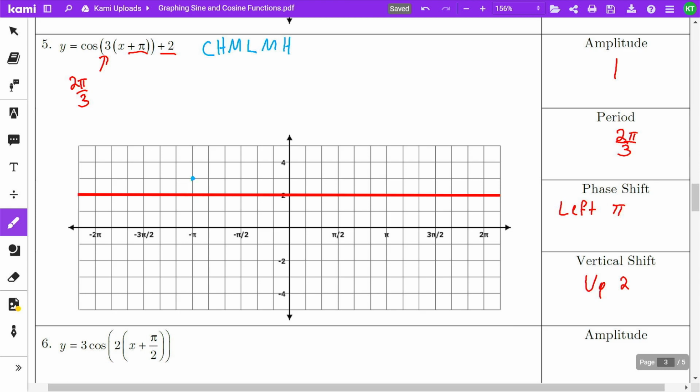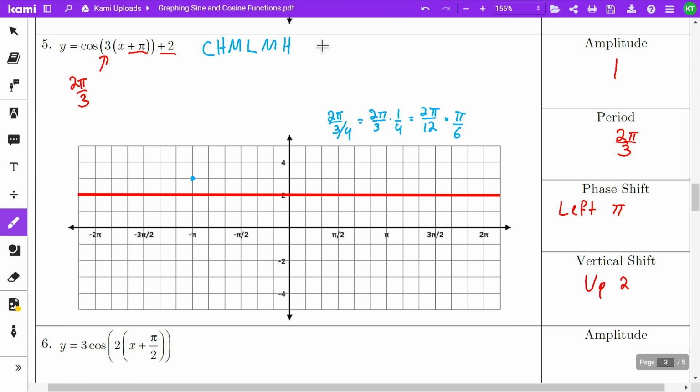Now let's go ahead and figure out what my other increments are going to be. So again, I'm going to take my period, which is 2 pi over 3, and divide that by 4. That's the same thing as 2 pi over 3 times 1/4, which is the same thing as 2 pi over 12, which is pi over 6. So I'm going to be moving in increments of pi over 6 because, again, my circle can be split up into 4 different sections in the full rotation.